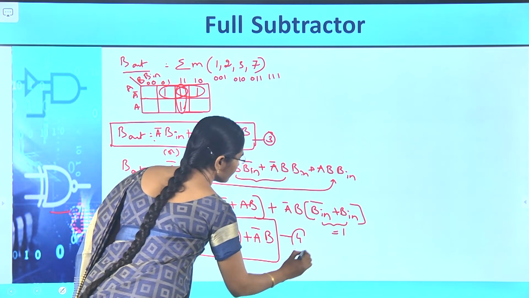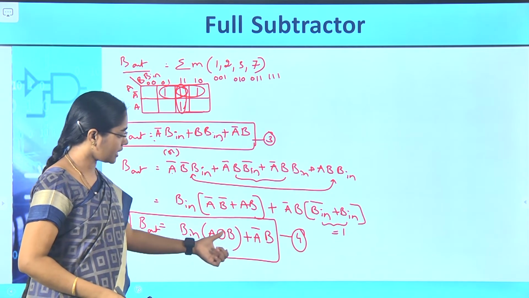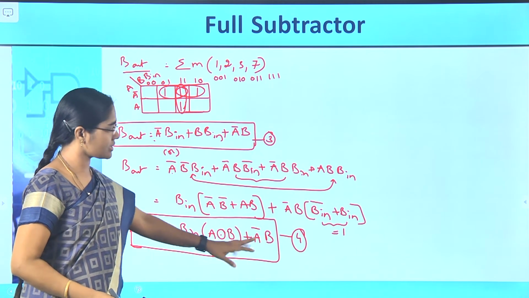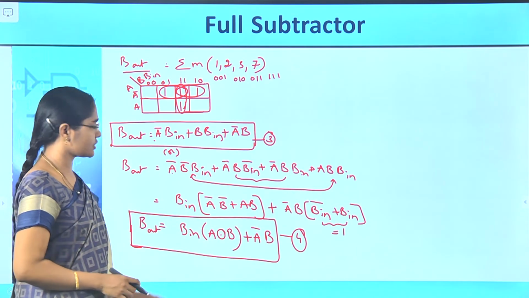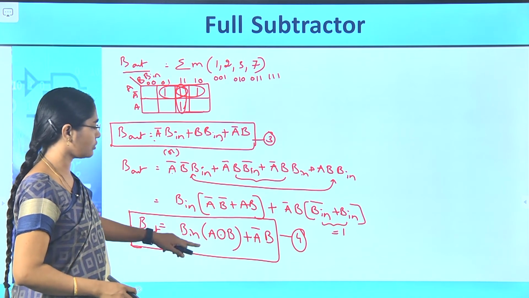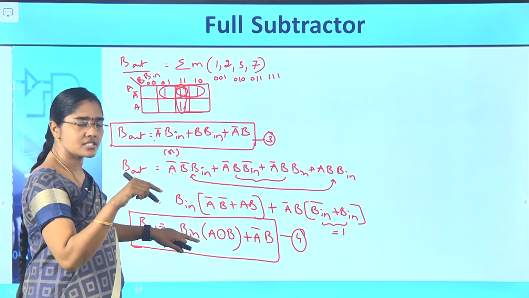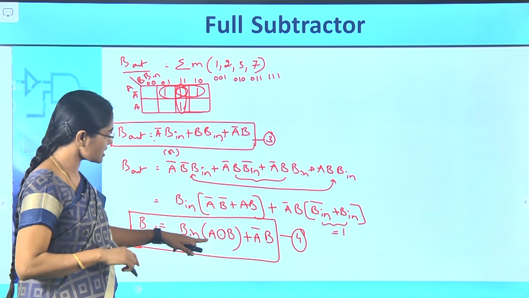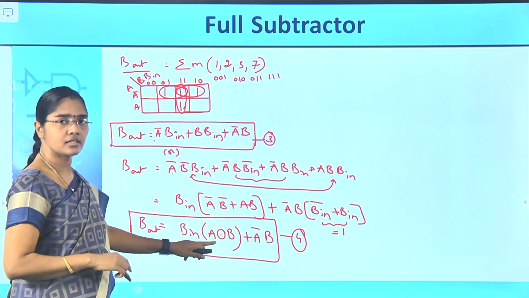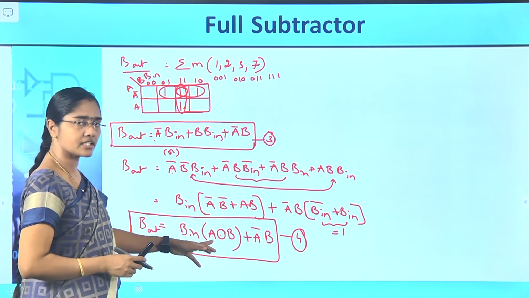Take the equation 4. B in into A XNOR B plus A bar B. Okay. This is another implementation or alternative representation of equation 3. And actually in our difference equation, there is no A XNOR. We have XOR. So just rewrite this as XOR. If we write this as XOR, what is it actually?